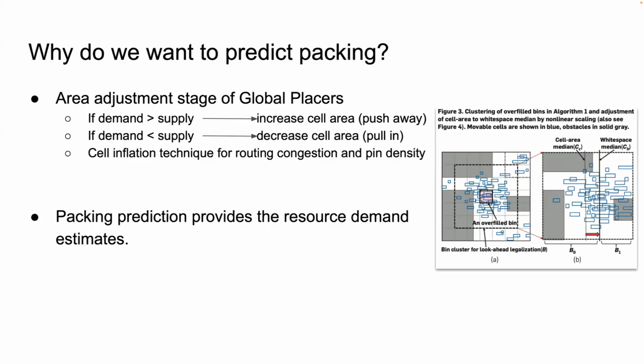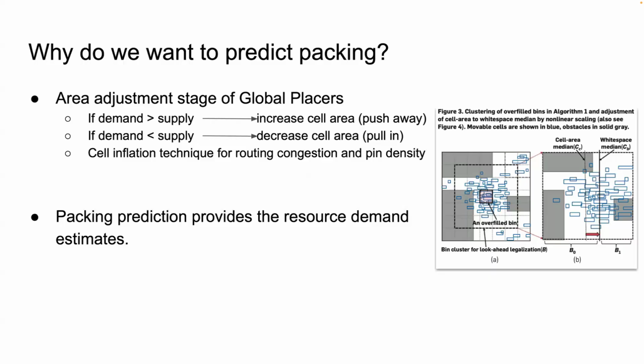This terminology is also widely used in routing congestion and pin density estimation. Here you can see an example from the SimPL paper. For example, here there are too many overfilled pins, and we increase the cell area here to spread these illegal instances. Packing prediction provides the resource demand estimates. If we consider the packing prediction on this tile, we see that there are many unpacked elements, so their area will be increased and they will be spread out.